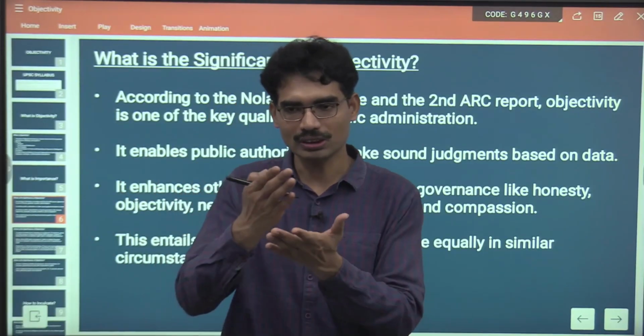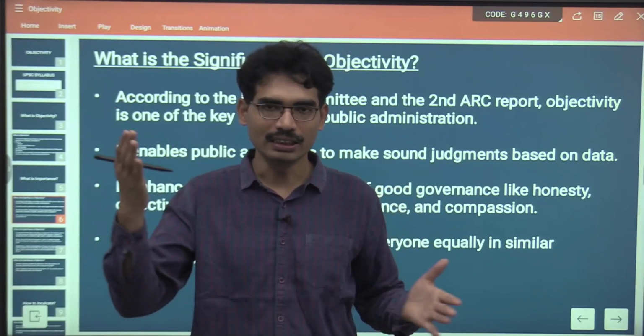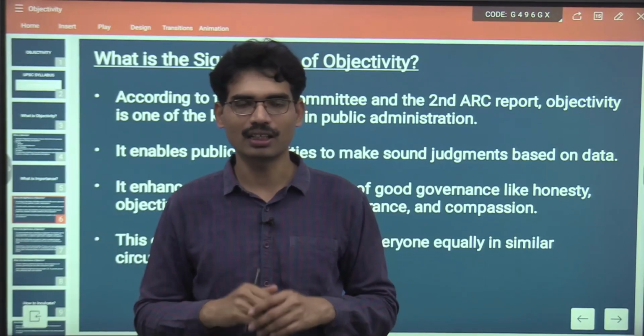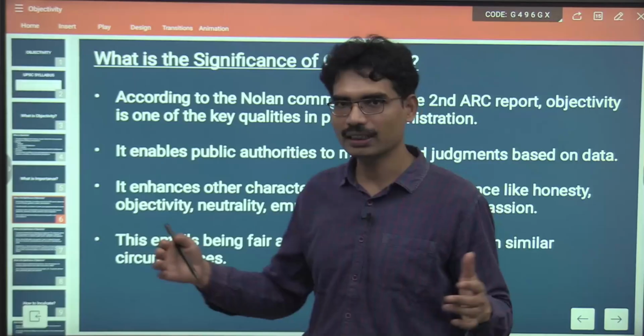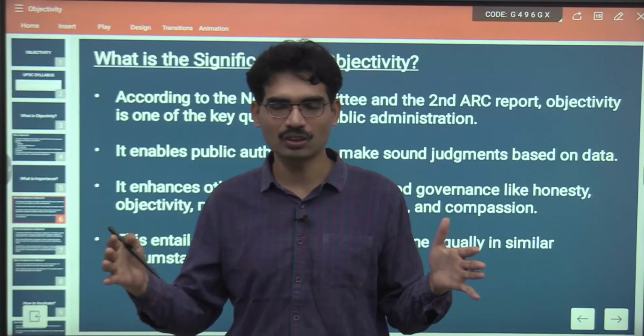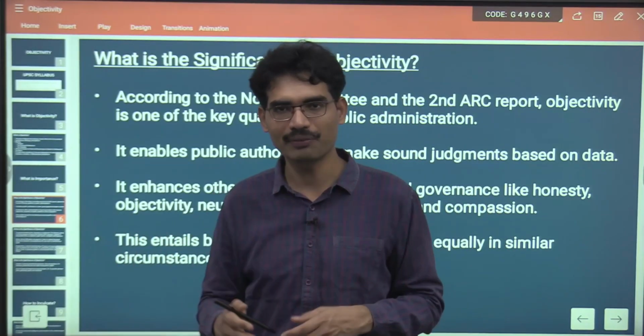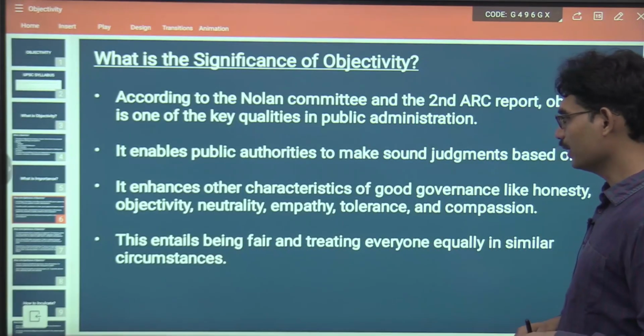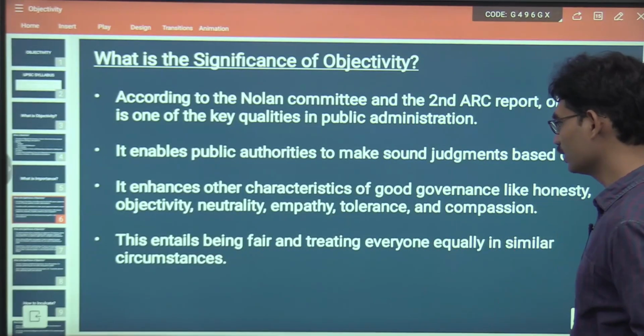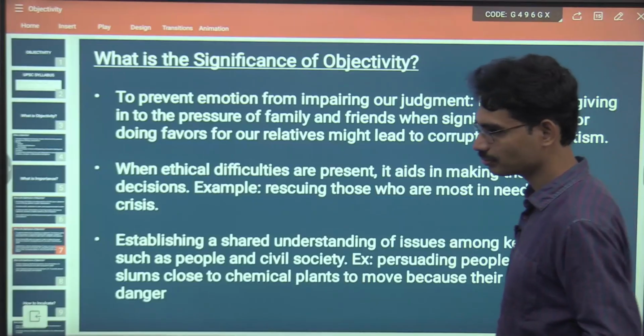So inequalities in society will increase, differences will increase, and one day it will create tensions in society. But society should be based on trust and cohesion. It should not be based on divisions. This entails being fair and treating everyone equally in similar circumstances.